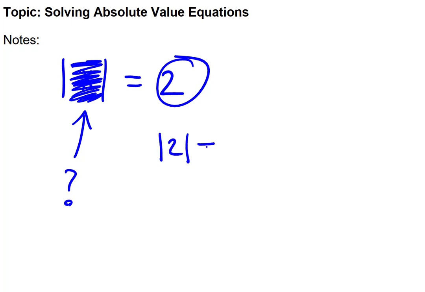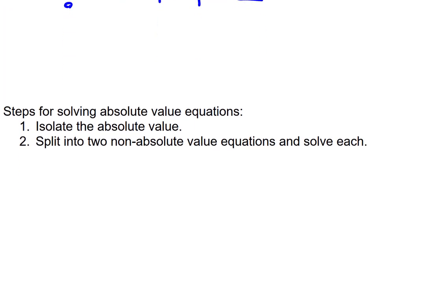We know the absolute value of 2 is 2, but there's another option, and that is that the absolute value of negative 2 is 2. So we actually have two different options that could be within the absolute value symbol. Now that will give us a way to approach absolute value equations.